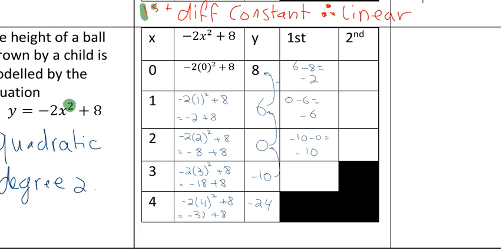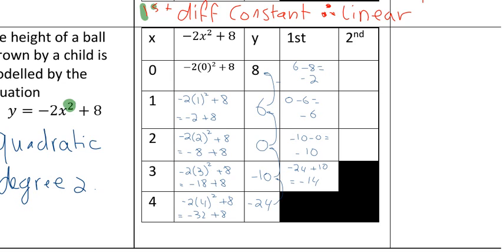Okay. Negative 24 minus negative 10. So that's plus 10, right? Which is negative 14. So you look at the first difference, they're not constant. That means you know right away that they're not linear. Okay? Now what are we going to have to try next?